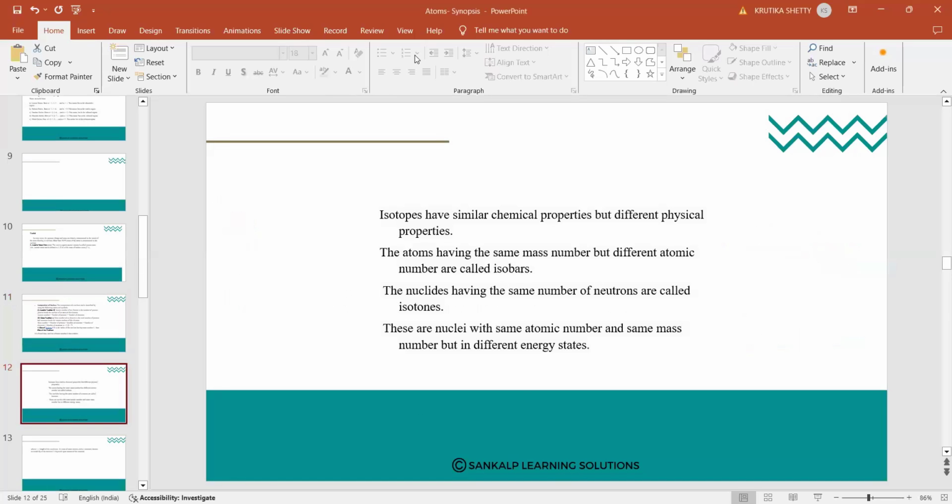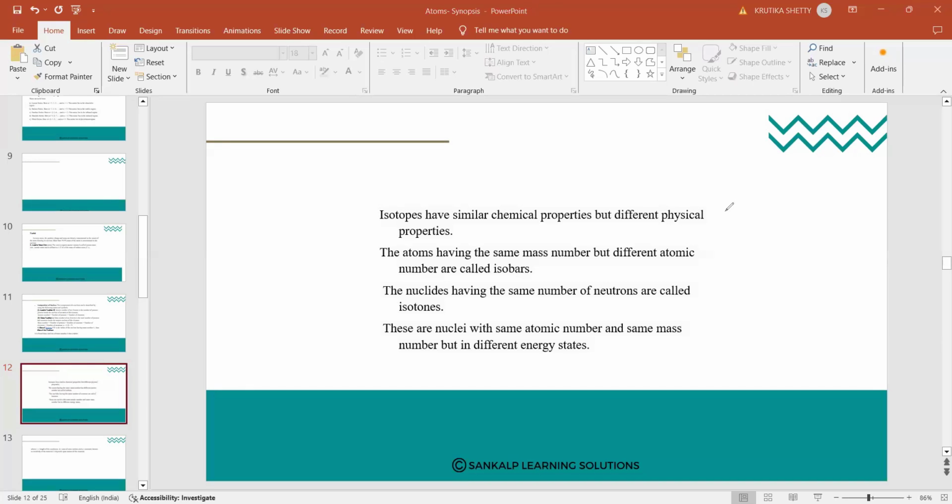Okay, so here we have some of the definitions, students, which are again important for 1 mark. The first definition is the isotope. See, what do you mean by isotopes? Isotopes have similar chemical properties but different physical properties. Those are called isotopes, or you can also define it in one more way.